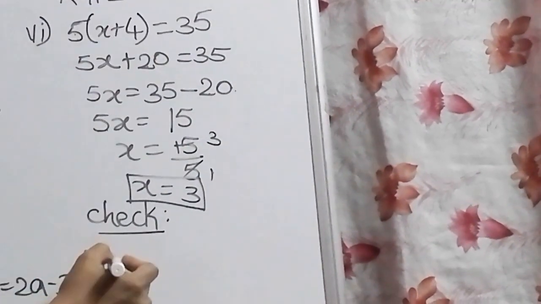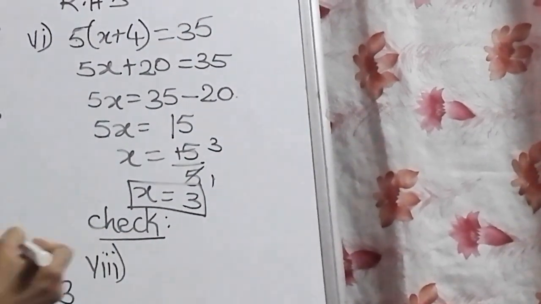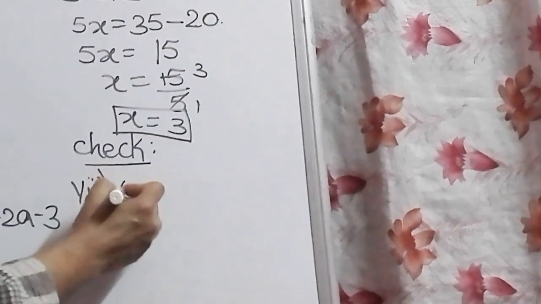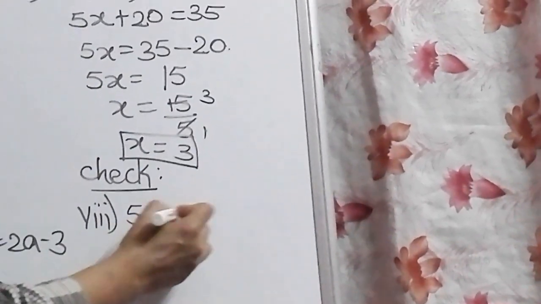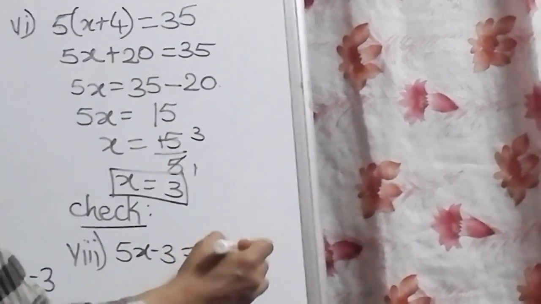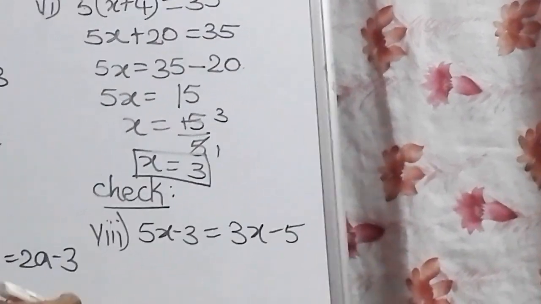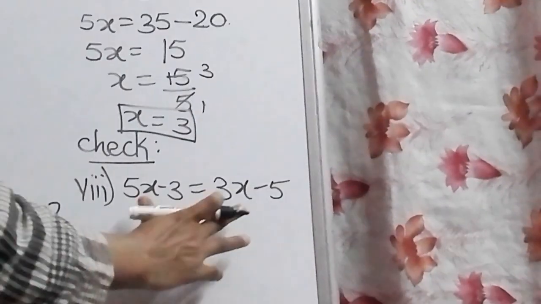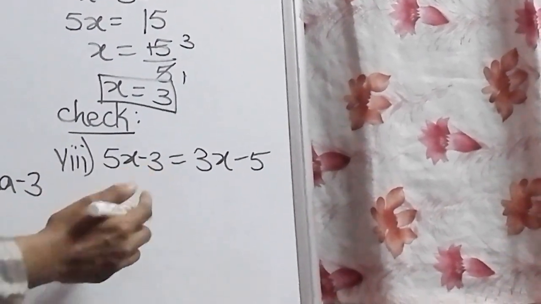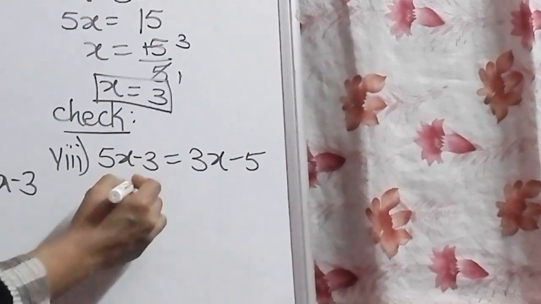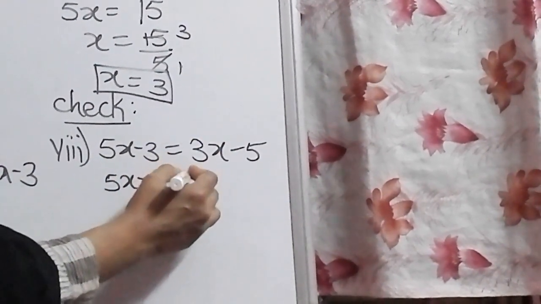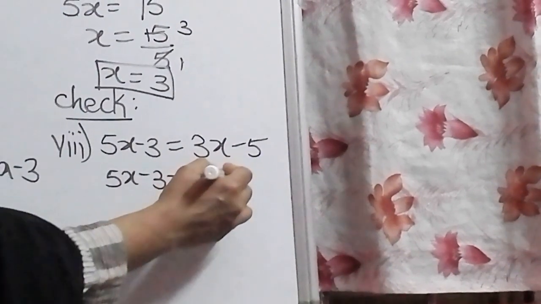7th bit I gave it as homework. 8th bit we are going to do now. 8th bit is 5x minus 3 is equal to 3x minus 5. First step what we are going to do? We are going to keep all the variables this side. So 3x it is going to come this side. Plus 3x. When it comes to the other side it becomes minus 3x.